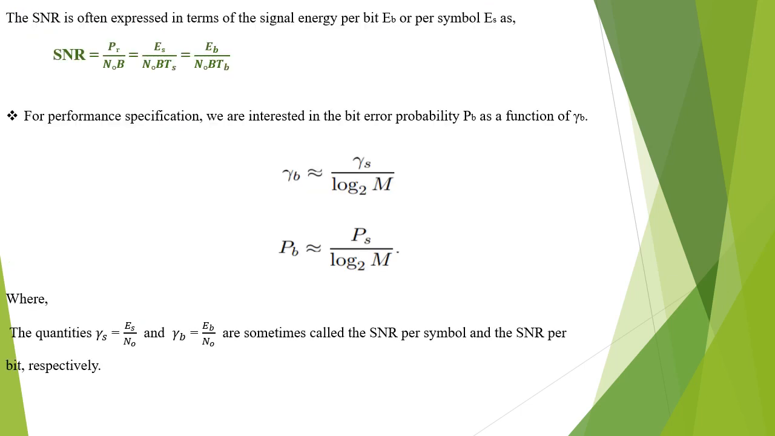SNR is expressed in terms of signal energy per bit, which is known as Eb, and energy per symbol, which is denoted by Es. Here Ts is the symbol time and Tb is the bit time. For performance analysis, we are interested in the bit error probability, which is Pb, as a function of gamma b, which is SNR per bit.